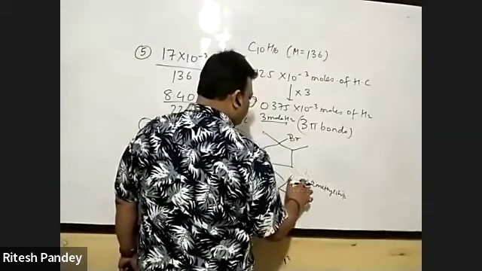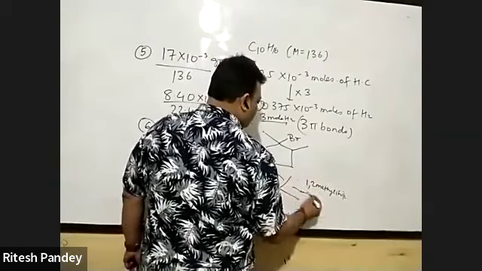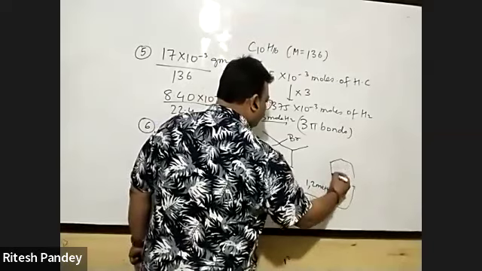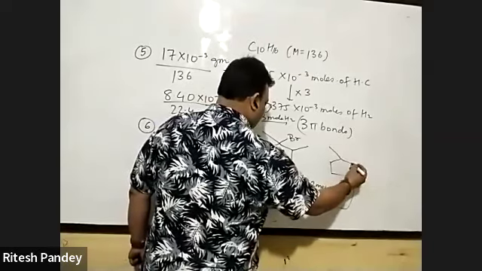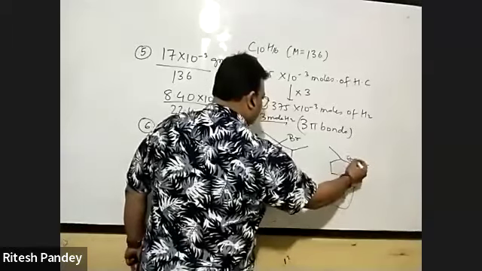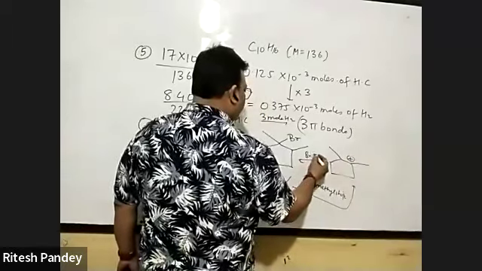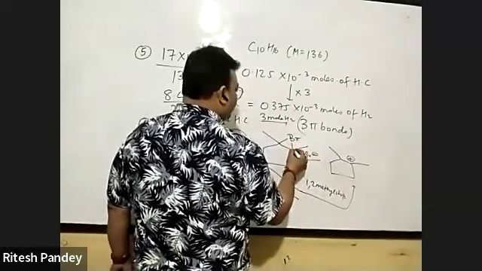Which will give you a carbocation like this. And with Br minus, you will get bromine here. Bromine यहाँ लगाओ, एक ही बात.